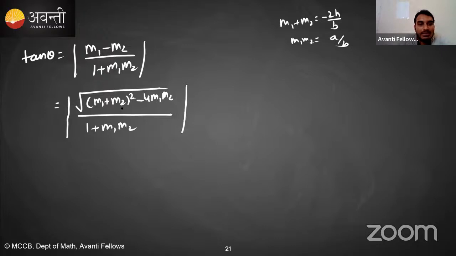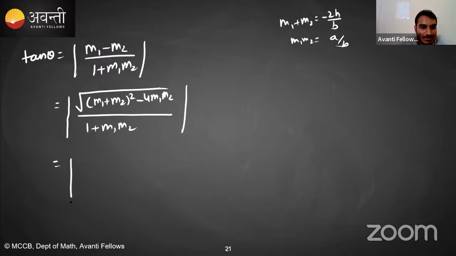Clear or not? See, this will give you m1 square plus m2 square plus 2 m1 m2 minus 4 m1 m2, meaning m1 square plus m2 square minus 2 m1 m2, which is nothing but m1 minus m2 whole square. Take under root, so m1 minus m2. Is this clear? Okay.